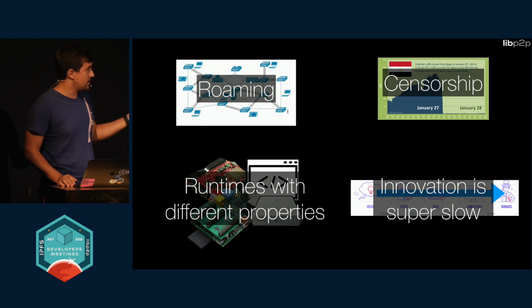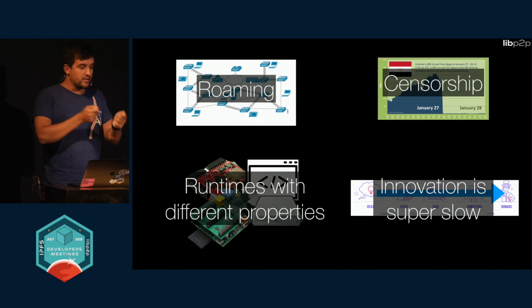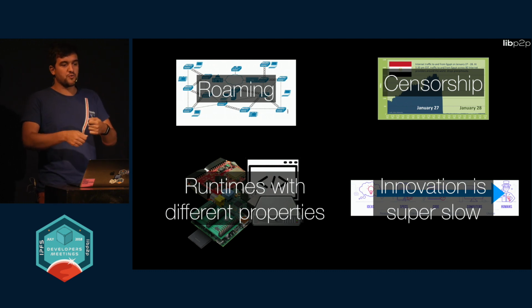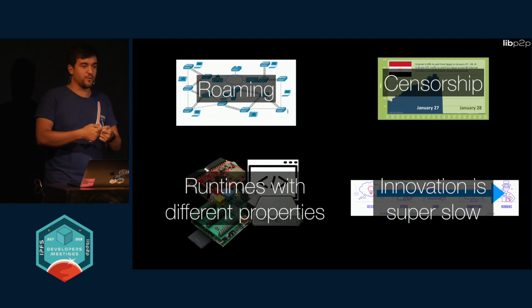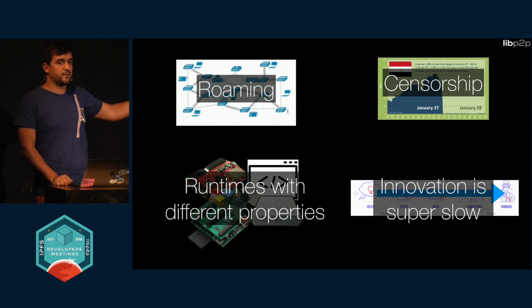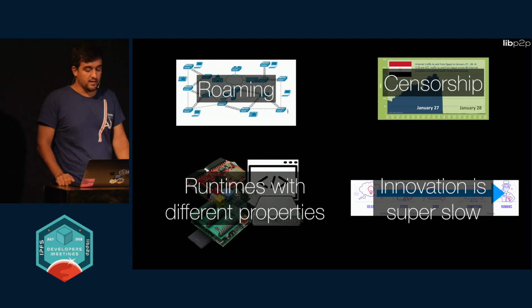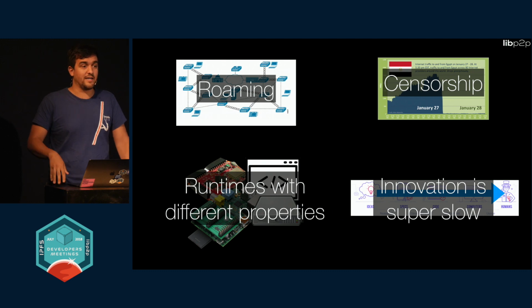There are also runtimes with different properties. Today we talk about the IoT explosion, but the reality is that those devices, because they are more constrained in terms of resources, have to use different transports, and those transports have completely different assumptions. And a lot of times, developers just don't go into that. It's really hard to develop applications. And last but not least, innovation is incredibly slow in networks land.